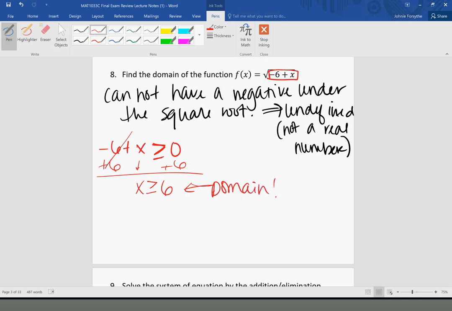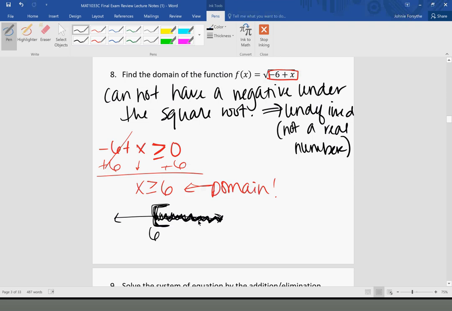That's it. But we want to write it in interval notation. So let's just look at what that looks like on a number line. So x is greater than or equal to 6. So let's see, here's 6. If it's greater than 6, we're going to shade to the right. And if it's greater than or equal to, we're going to use a bracket.